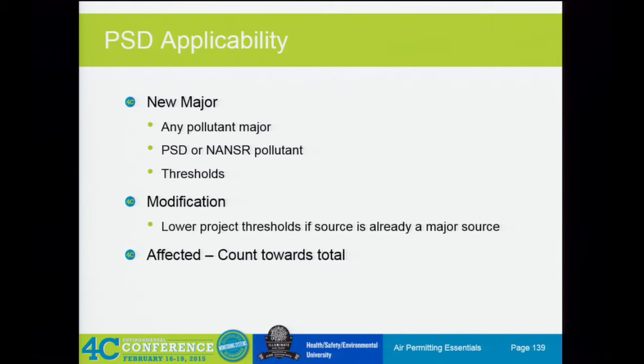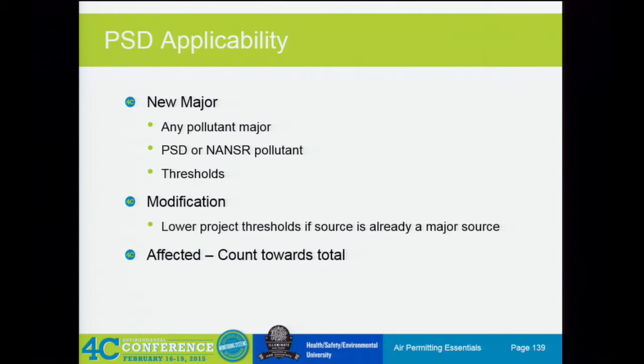Now, if you are making a modification to a facility, you have two different things to look at. The first is, were you a major source before the project? Are you a major source after the project? So if you're a major source before the project, you have higher thresholds. You don't trigger PSD until you cross the lower project thresholds until you are actually a major source. If you are a major source before the project, you have lower thresholds for your project increases.